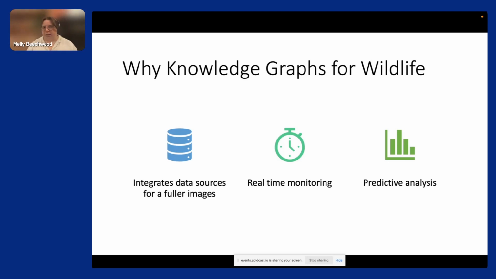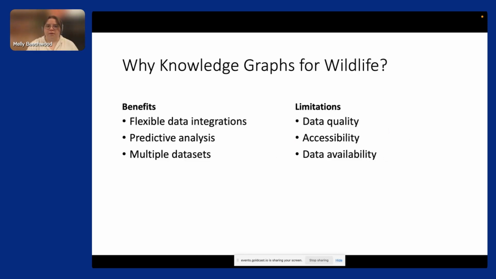This could enable things like real-time monitoring as it's built up, as well as predictive analysis for a more complex ecosystem, and to get a better idea of what's happening when over a variety of factors instead of just one or two. So, kind of what we touched on there, some of the benefits for this is that flexible data integration.